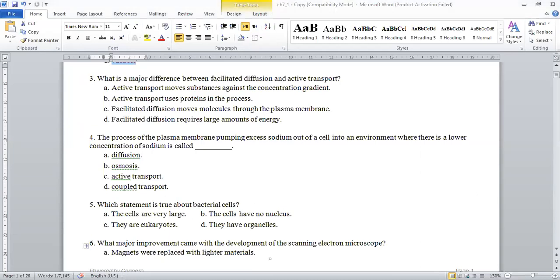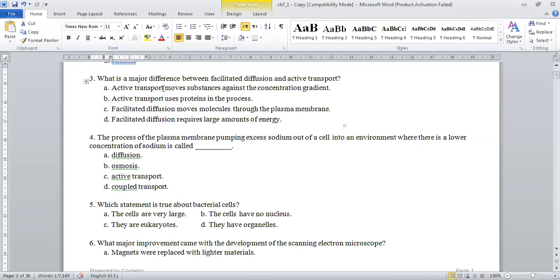What's your answer? What was your answer, Muhammad? A, I think. Right. Active transport moves substances against the concentration gradient. Okay.